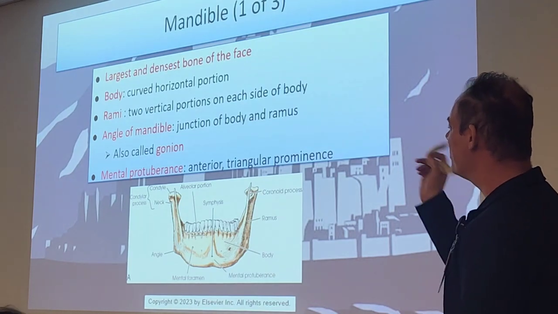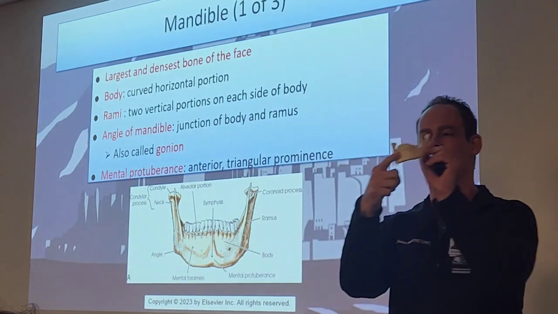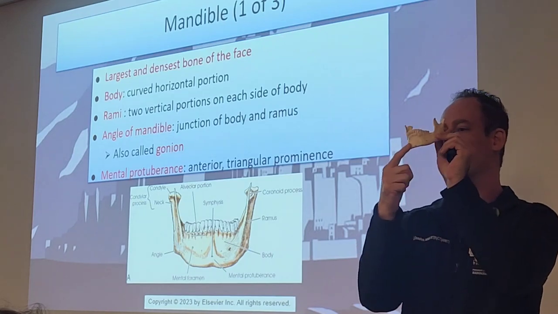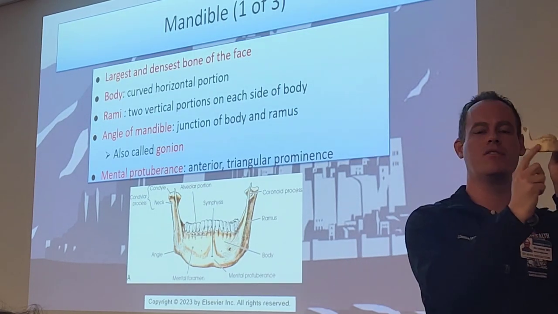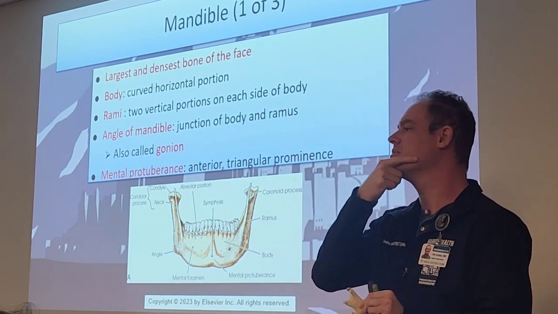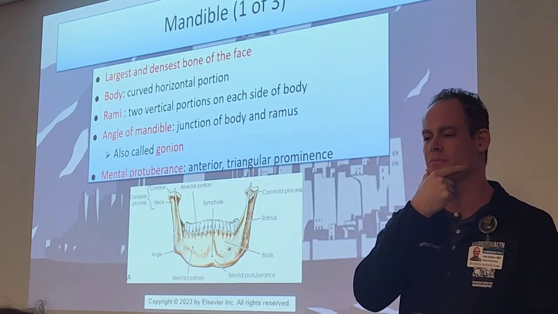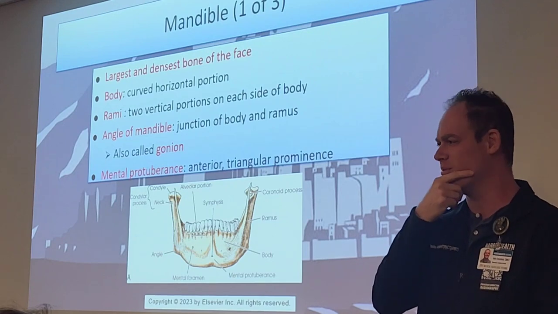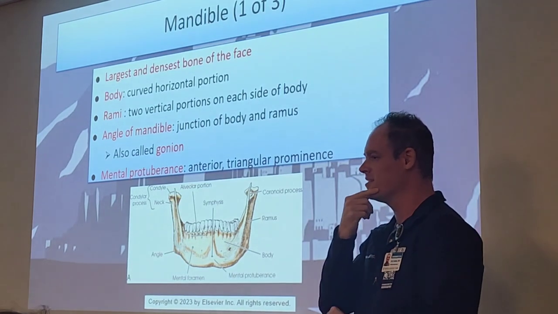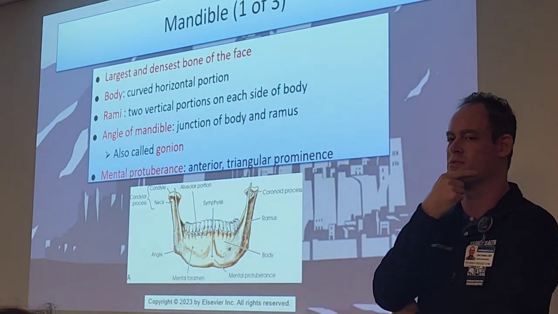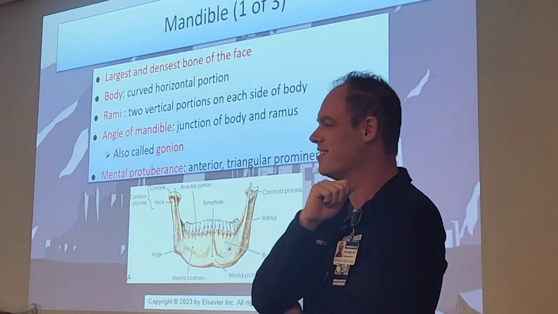All right, so we have the body. That is going to be the curved horizontal portion where I'm running my finger right here, guys. We have a left and right side on that. The body is the curved horizontal portion. If you're thinking really hard about something, you palpate your horizontal portions.